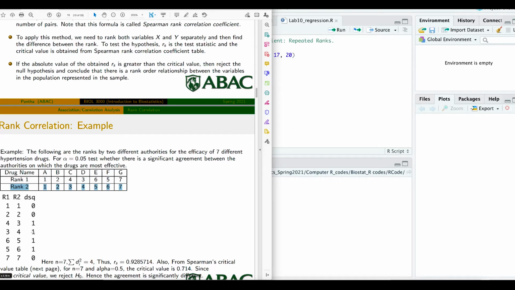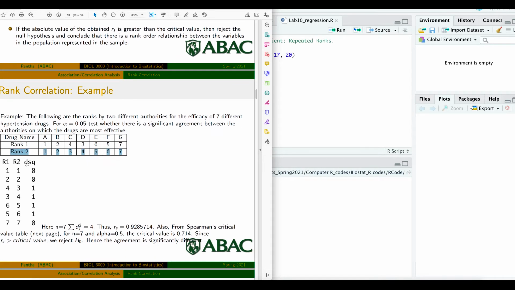So we need to find the square of the difference though. d squared is the difference squared, okay? 1 minus 1 is 0, square is 0. 2 minus 2 is also 0, square of 0 is 0. 4 minus 3 is 1, square of 1 is 1. 3 minus 4 is negative 1, but the square is positive 1. Similarly, 6 minus 5 is 1, square is 1. 5 minus 6 is negative 1, square is 1, and so on.